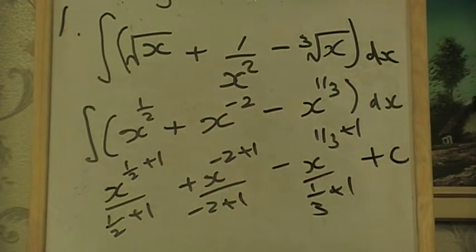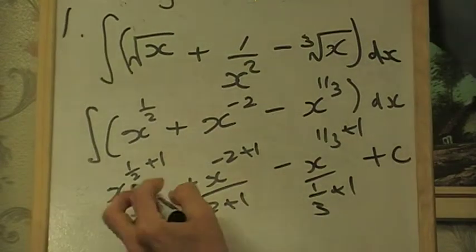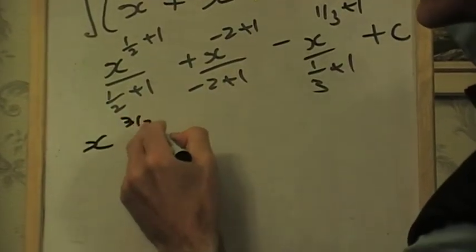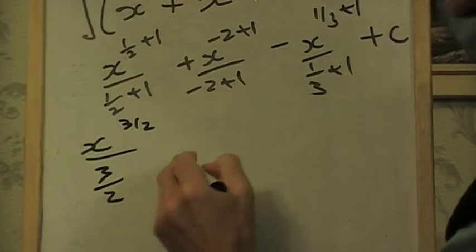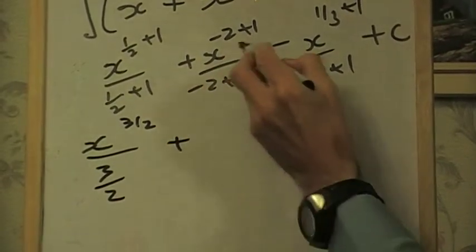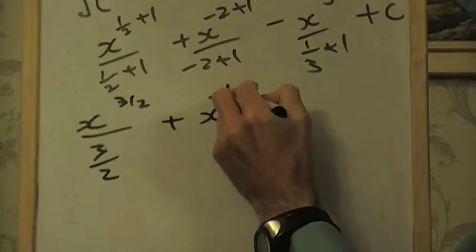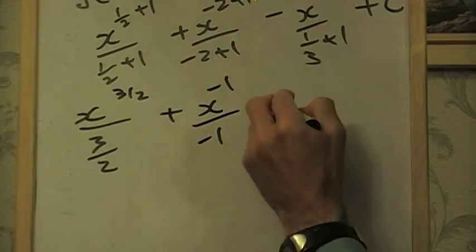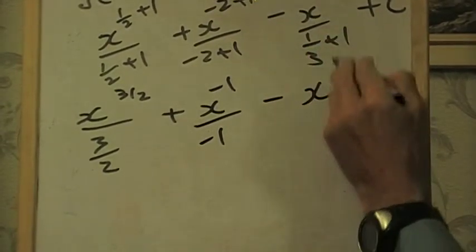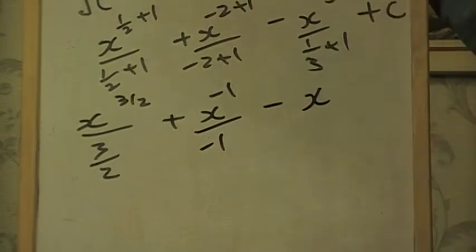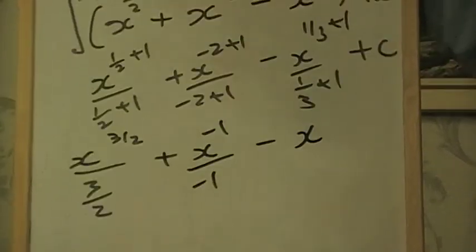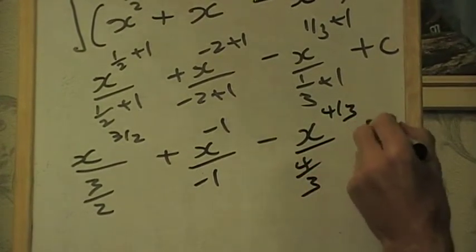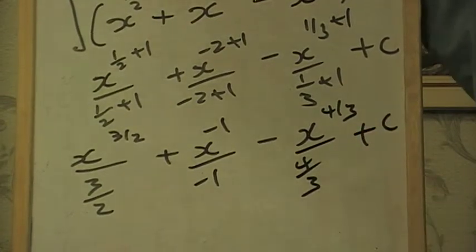So what we do now is simplify. We simplify the first term and we get x to the 3 over 2, over 3 over 2. We simplify the next one: x to the minus 1, because minus 2 plus 1 is minus 1, over minus 2 plus 1, which is minus 1. And then we get minus x to the power of, well, you've got a 1 and a third, and of course 1 plus a third will give us 4 over 3. So that's over 4 over 3. And then again, don't forget the constant on the end.